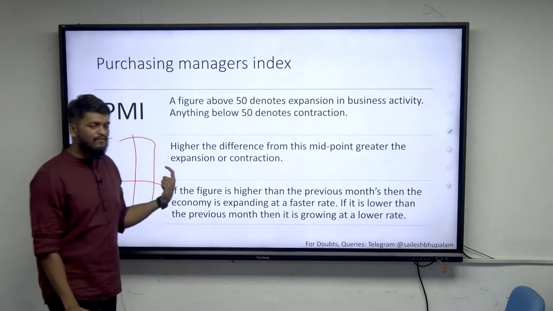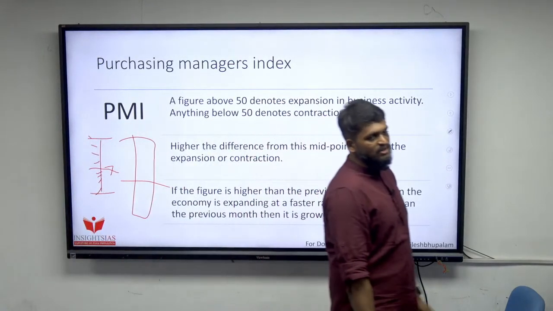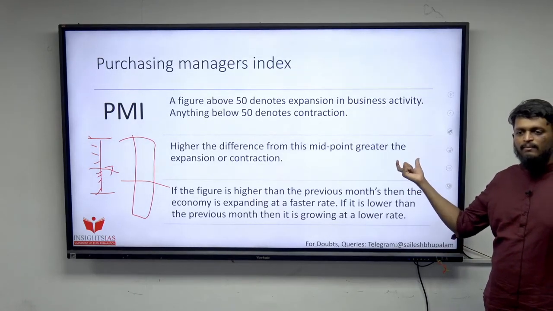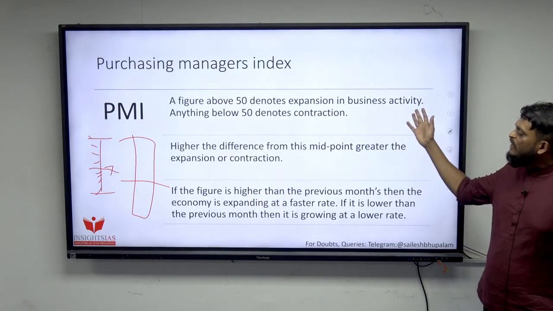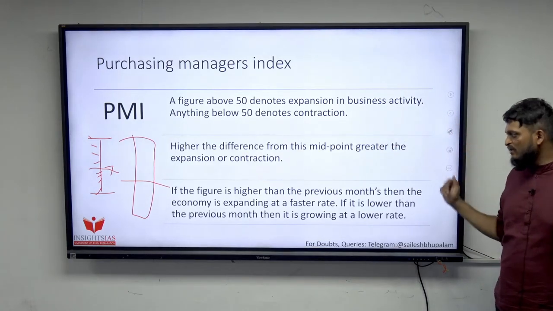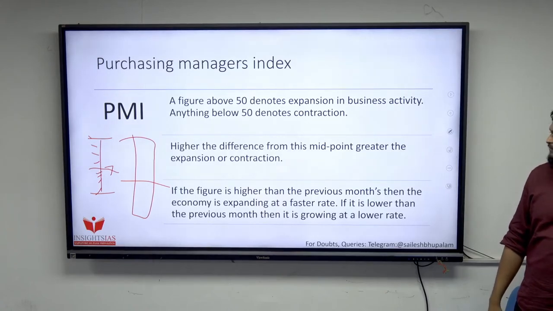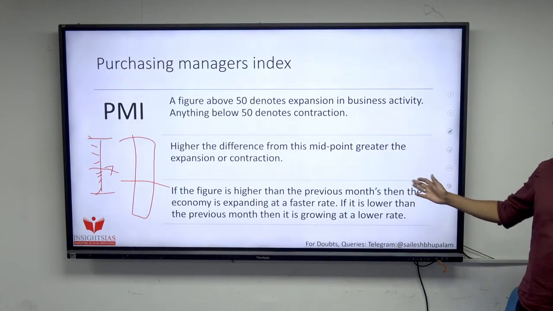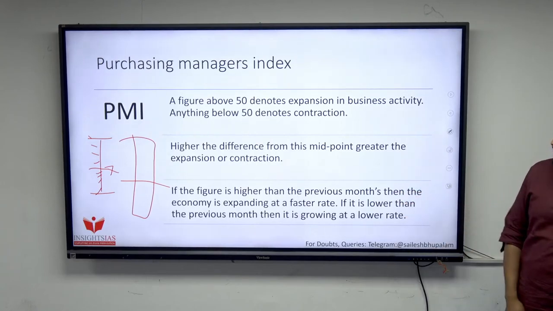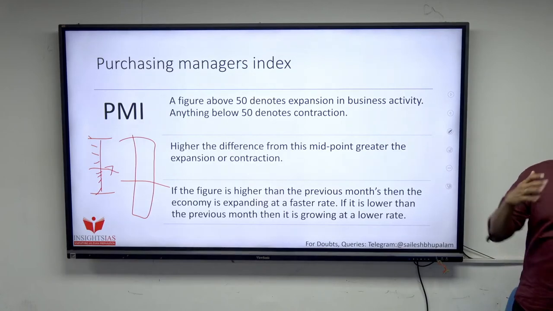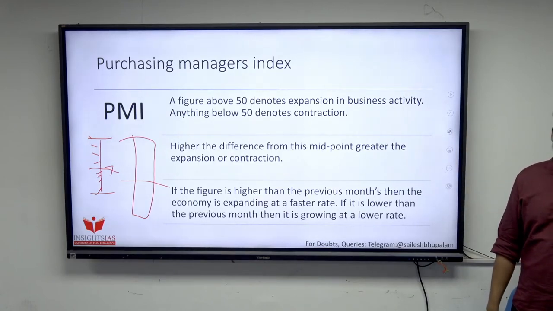Imagine last month 50, this month 55, next month 60. It is a strong virtuous cycle, continuous increase in production is happening. You understood how the purchasing managers index works: a figure above 50 denotes expansion, anything below 50 contraction. The higher the difference from the midpoint, the greater the expansion or contraction. If the figure is higher than the previous month, the economy is expanding at a faster rate. Lower than the previous month, growing at a lower rate. Imagine 55, 55, 55, 3 months. Production is increasing at the same rate. 55, 60, 65. Production is increasing at a faster rate. You understood this?